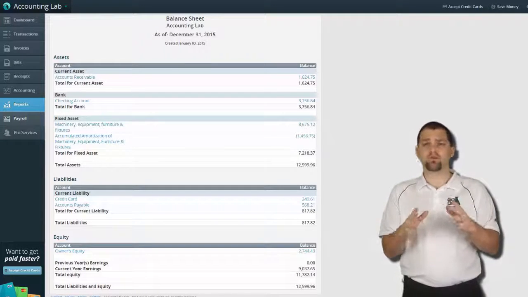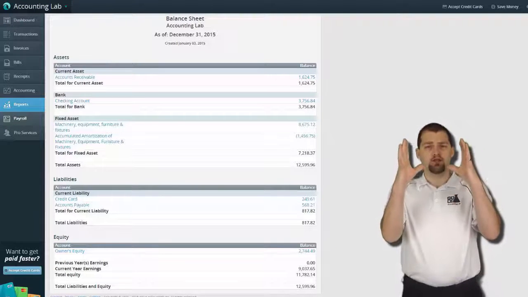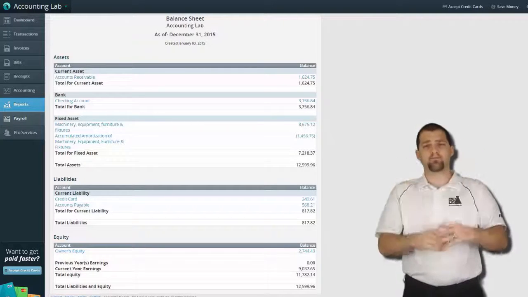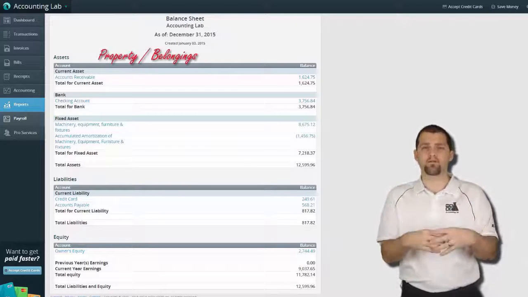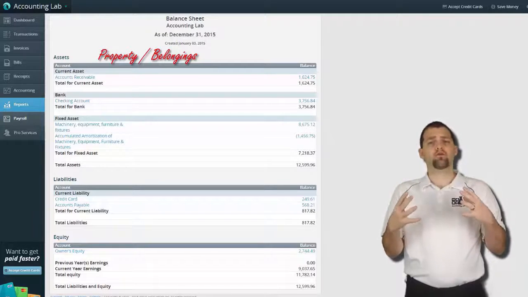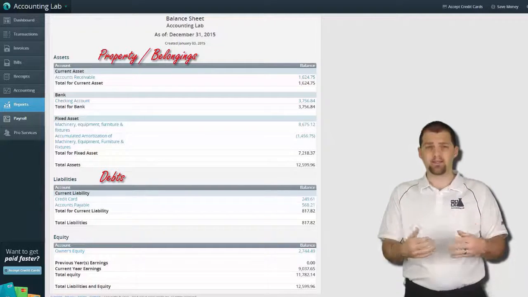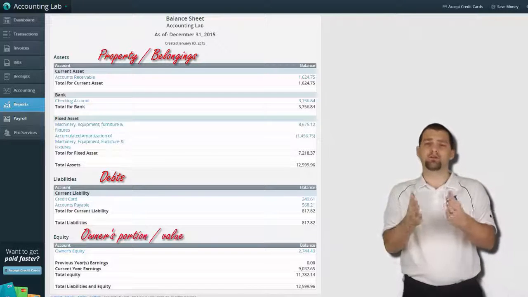If you want to understand what the worth of your company is to you today, you take the market value of your company, which are your total assets, all of your property, all of the belongings of the company. You subtract out all of your debts, called liabilities, and what's left over is your equity, the amount that belongs to you.